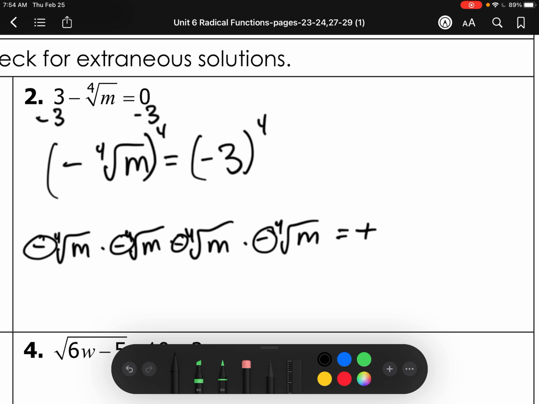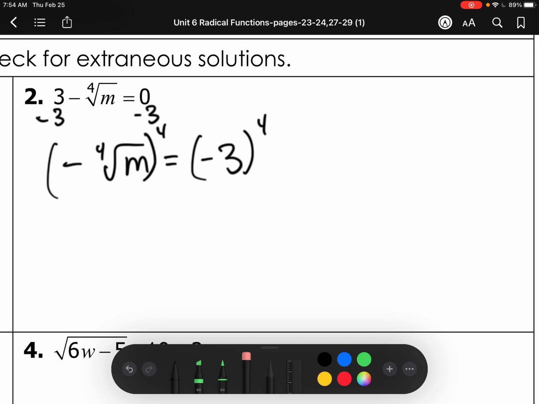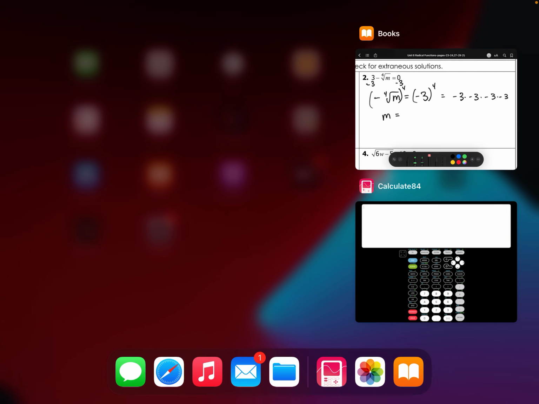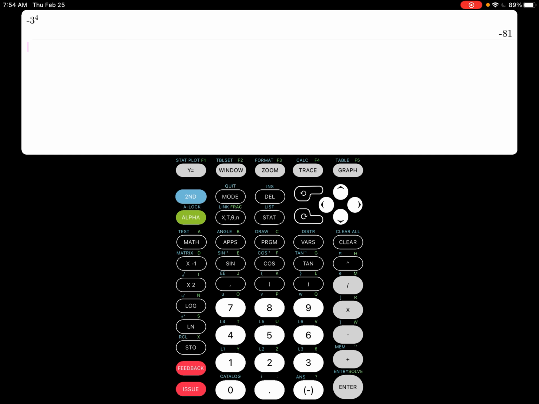So I just want to make sure that you guys understand that, because I'm about to write what it is simplified. So this is going to be just m is equal to negative 3 raised to the 4th power. That's the same as negative 3 times negative 3 times negative 3 times negative 3. So I want you guys to do this on your calculator, but I want you to know something real quick. When you're using the calculator, I don't want you to write negative 3 and then exponent 4, because you're going to get the incorrect answer, right?